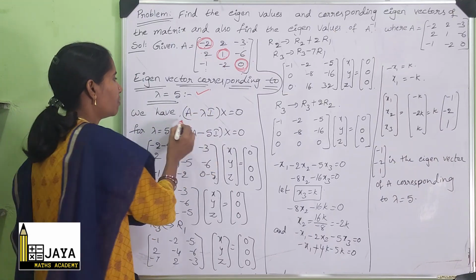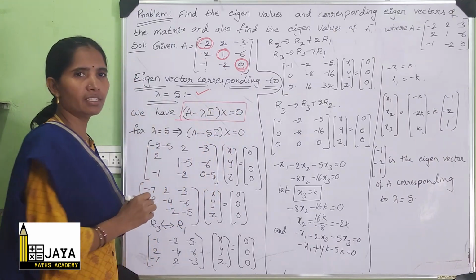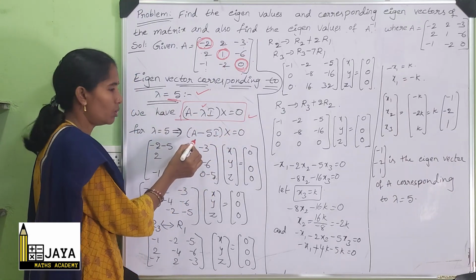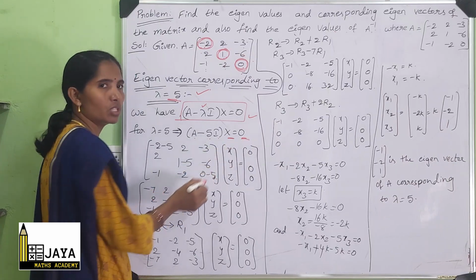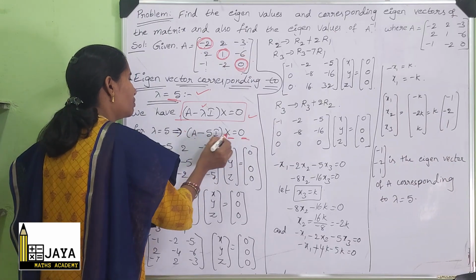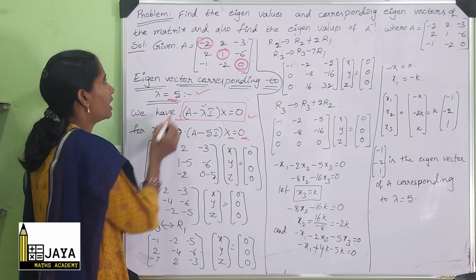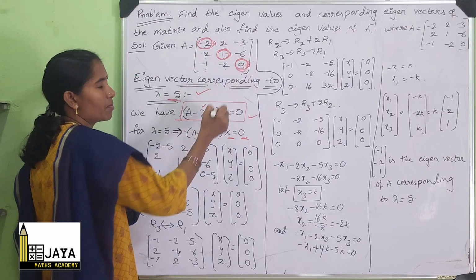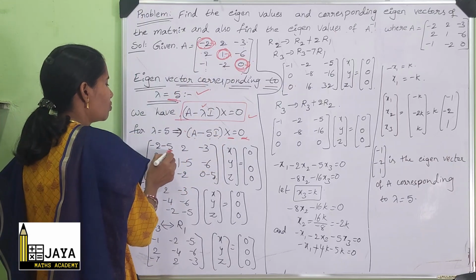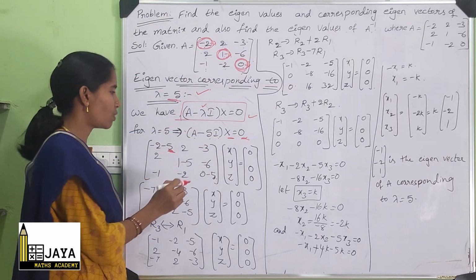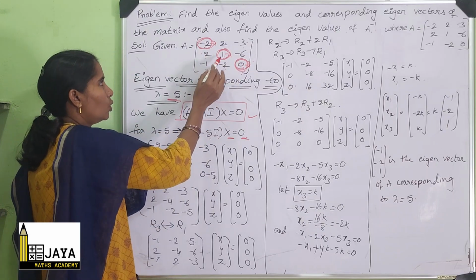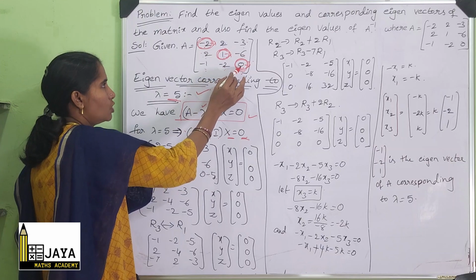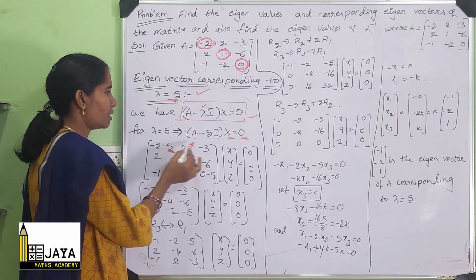To find the eigenvector, we write the equation A minus lambda I into X is equal to 0. In the place of lambda, we substitute 5. So A minus 5I into X is equal to 0. Writing this: this is A, and minus lambda in the diagonal elements. So -2 minus 5, 2, -3; 2, 1 minus 5, -6; -1, -2, 0 minus 5. So this is A minus lambda I.